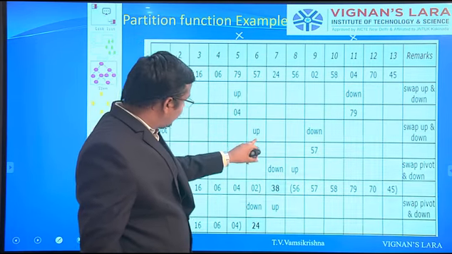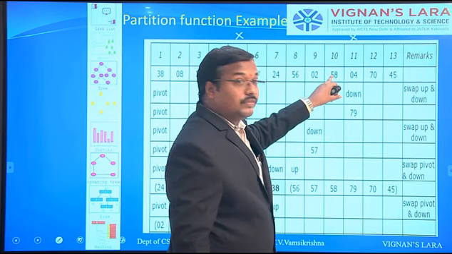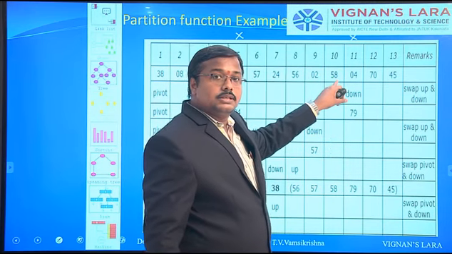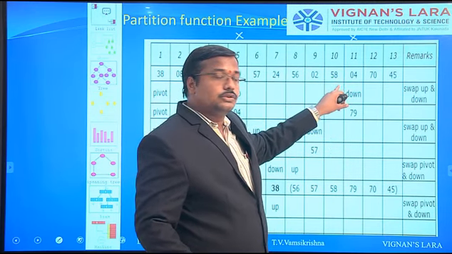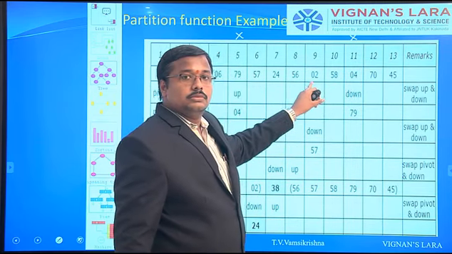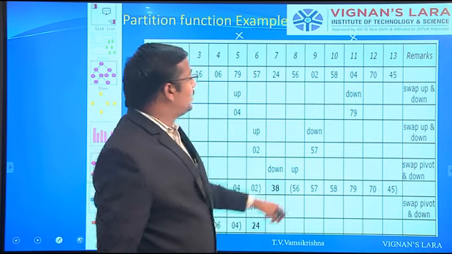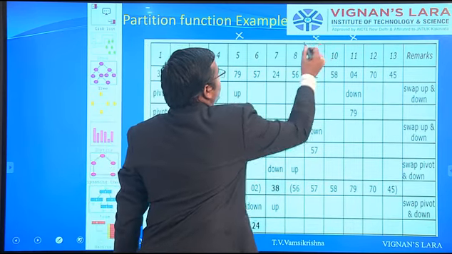Greater, so it breaks the loop. Next, 38 comparison with 58. Yes, this is greater, so the condition is true. It moves to the next item. 38 comparison with 2. No, it's not greater, which means the condition fails. So here the condition fails.